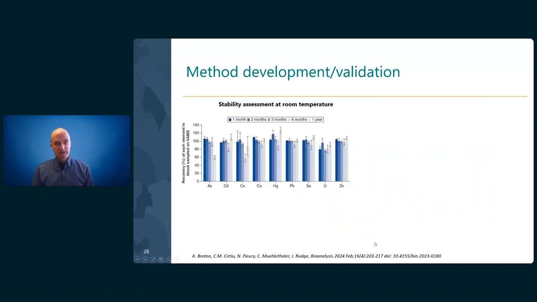Then the last parameter we assessed is the stability at room temperature. So we did 1 month, 2 months, 3 months, 6 months, and finally 1 year. Most of them are performing very well, are very stable over time, even after 1 year. For some of them, you can notice some change, some variation, like for arsenic, for example, and cobalt.